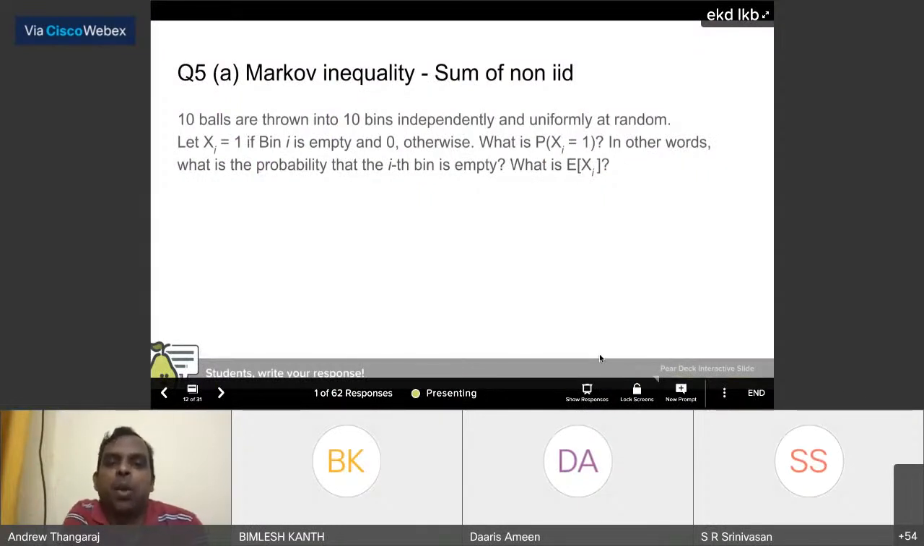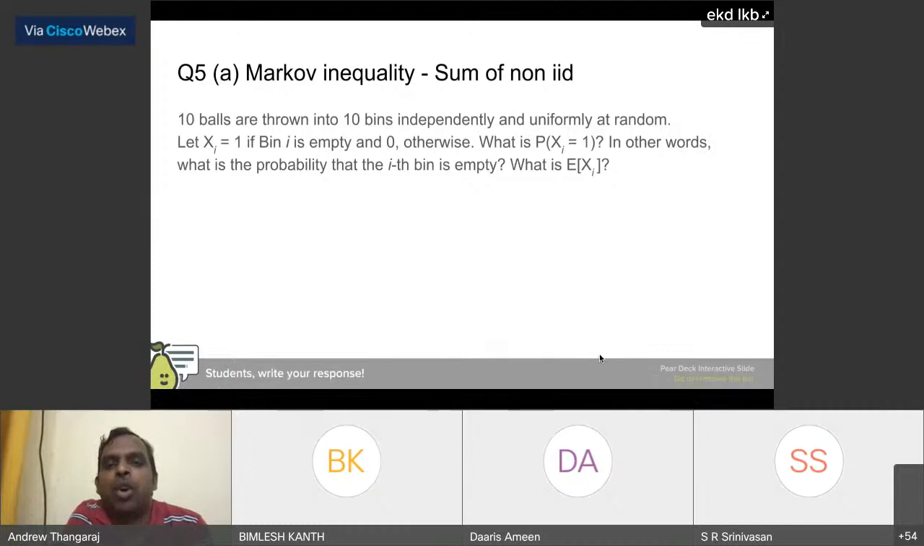So let me just describe this problem. Eventually, we'll get to a sum of non-IID situation here. The situation is like this. There are 10 balls. These are thrown one after another independently and uniformly into 10 bins. Each ball can go into any one bin independent of the other balls and uniformly. So it gets into the first bin with probability 1 by 10, the second bin with probability 1 by 10, like that.